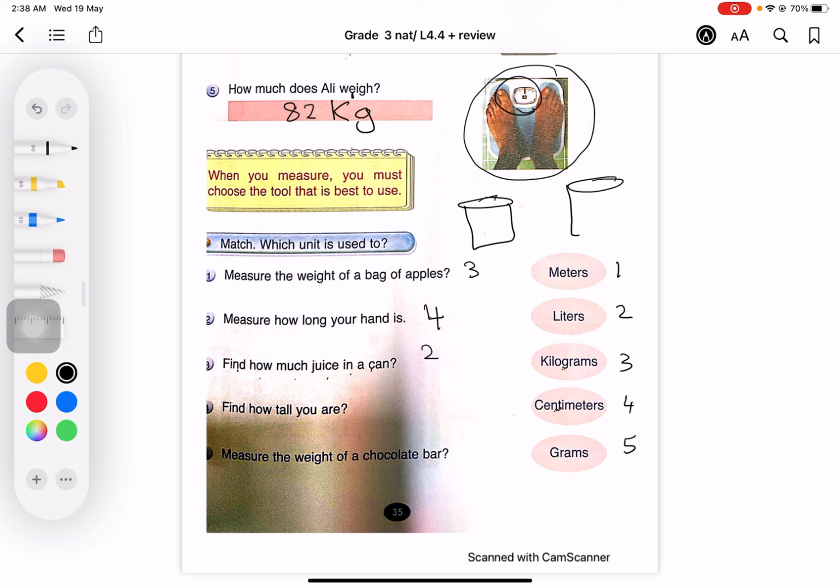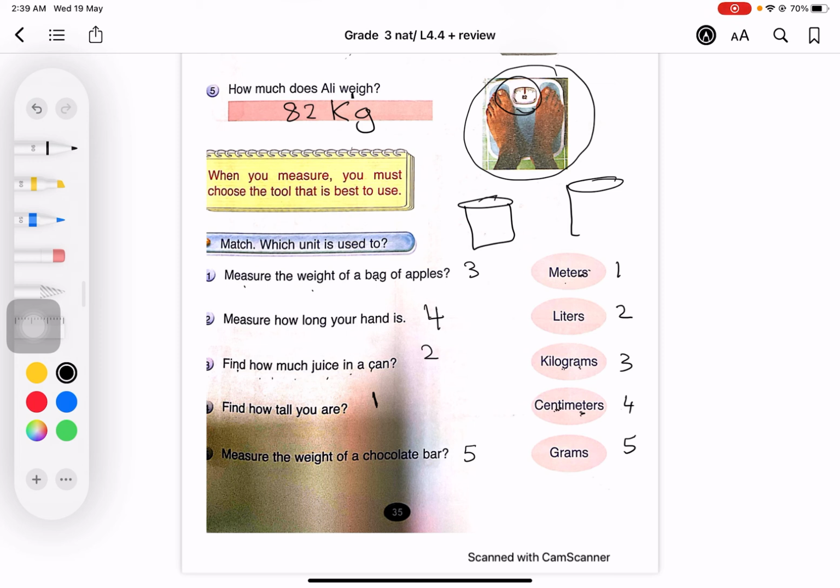Find how much juice is in a can. It is what? Capacity. So you are going to use what? Liters. Question number 2. Find how tall you are. Of course, I will use what? You are going to use meters. Question number 1. Measure the weight of a chocolate bar. You are going to use grams, 5. Okay?